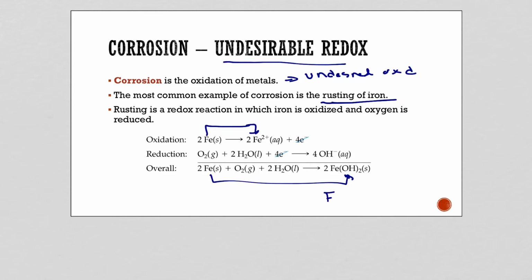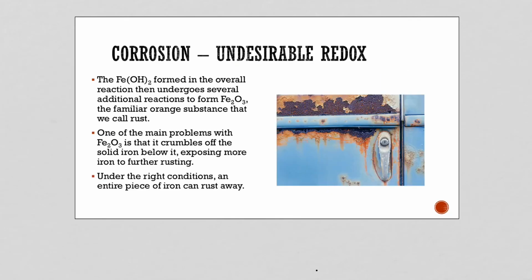Rust is actually Fe2O3. So that initial compound that's formed, that iron hydroxide, is what initially forms. But this reaction will undergo some additional reactions to form actual rust, or iron(III) oxide, which is that familiar orange flaky substance that we call rust.